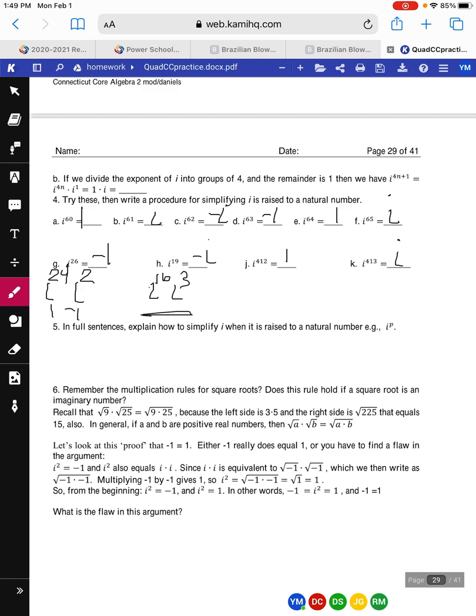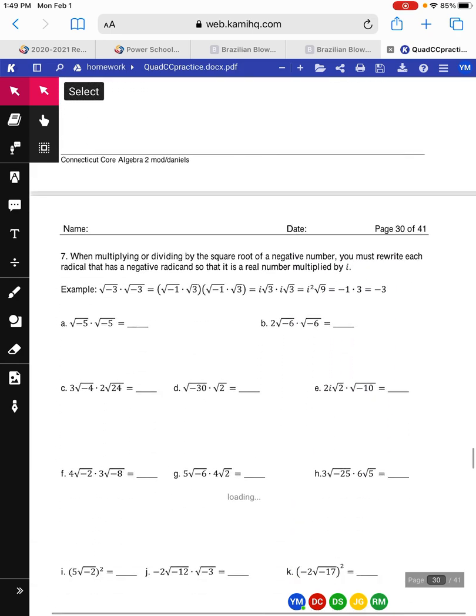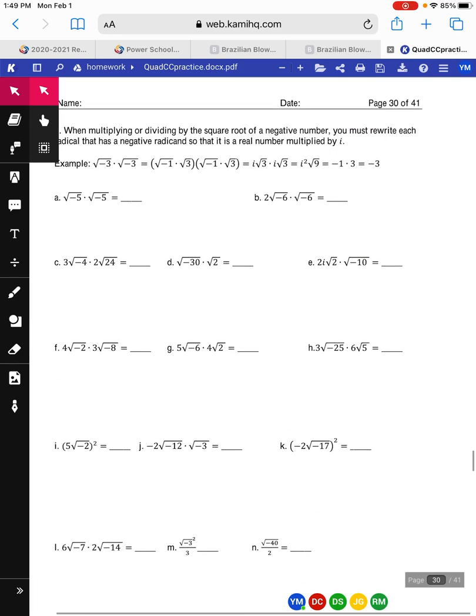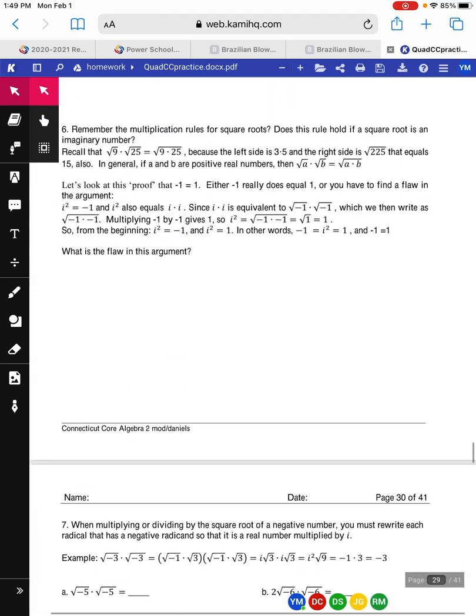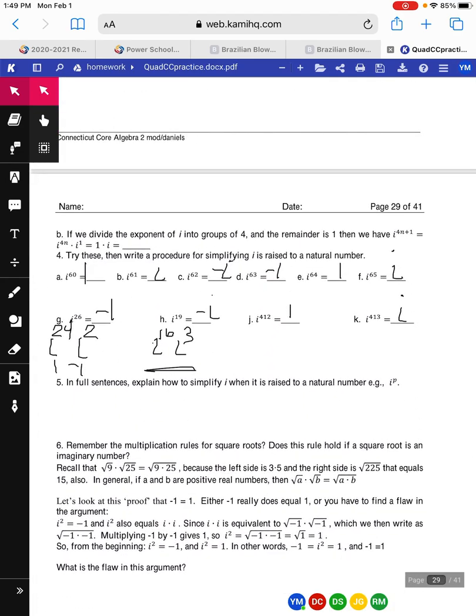Okay? Again, I did not have you do any of the square roots, okay? Because I just feel like we didn't really get deep enough into those, okay?